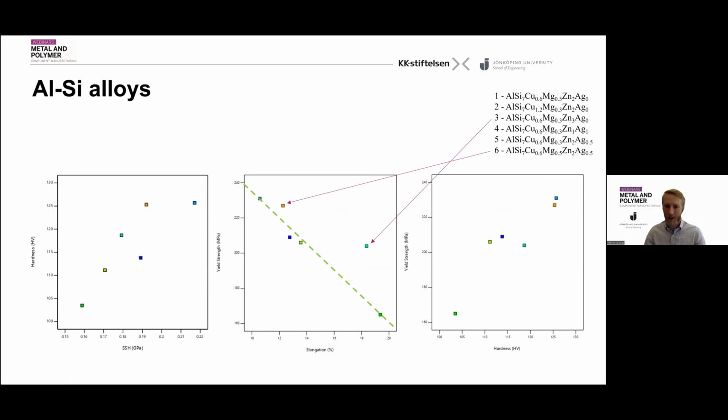So we want to be trying to identify what elements and what factors are potentially helping us with increasing elongation and increasing yield strength. Across some of the other graphs you can see here, the hardness was quite closely correlated to our calculated value of solid solution hardening, which is always a good sign. And the hardness was also a fairly good relationship with the yield strength.